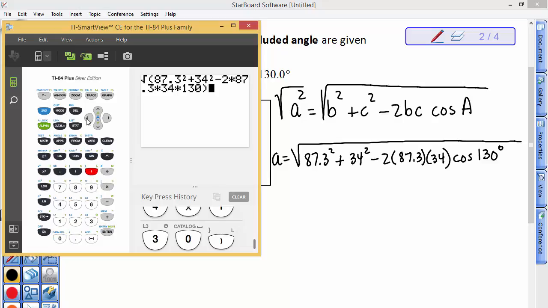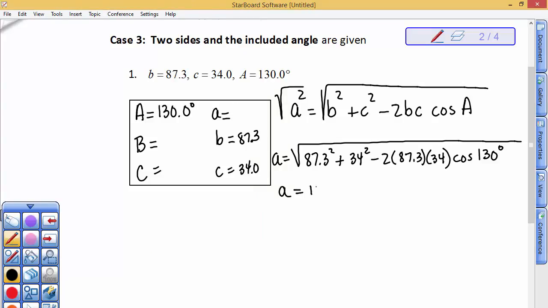Whoops, I missed the word cosine somehow. So the cosine of 130, and then I'll close my parentheses. Now I better close them again because that first set closed for the cosine of 130 right there, and this one is to go with the beginning one right here. When I hit enter, I found out that side A is 112.2. So side A is 112.2.